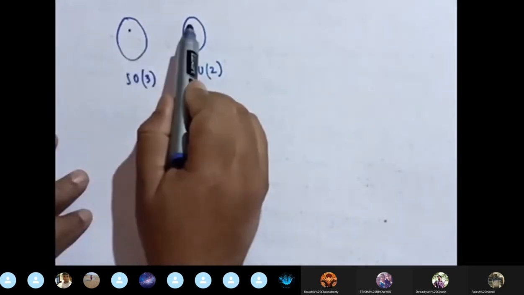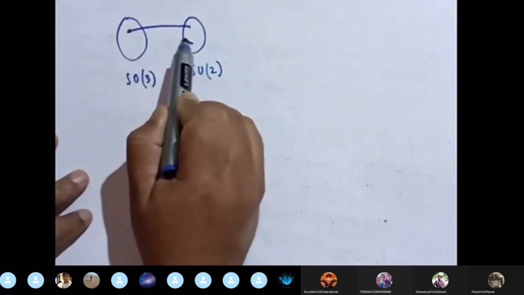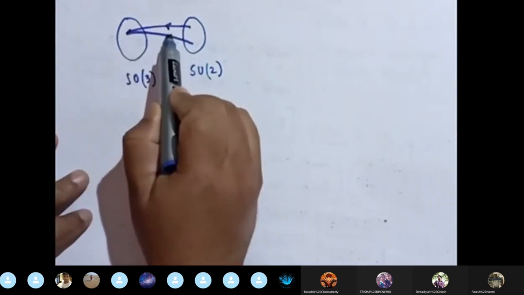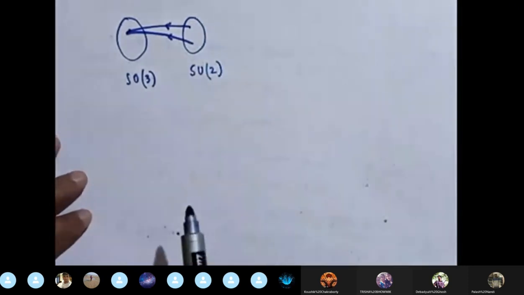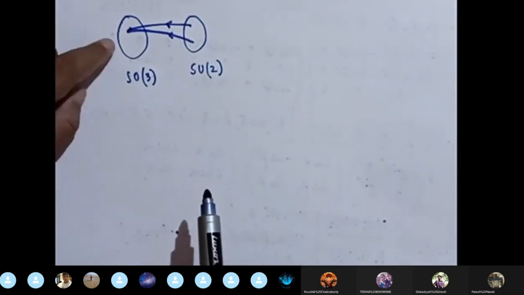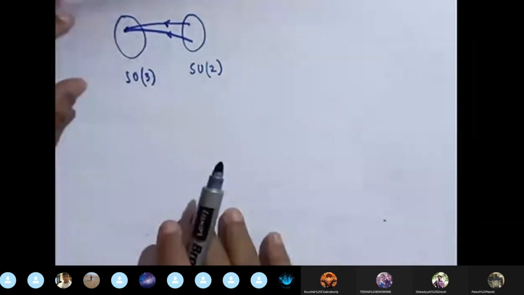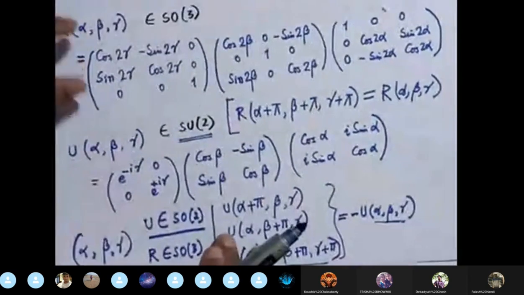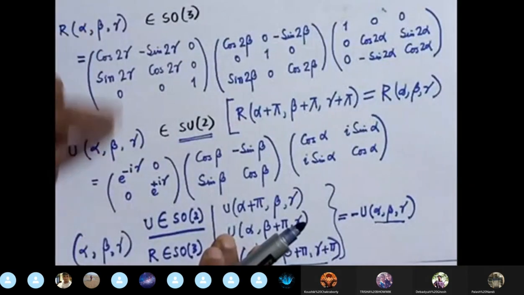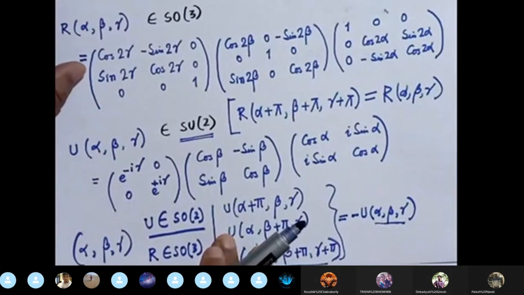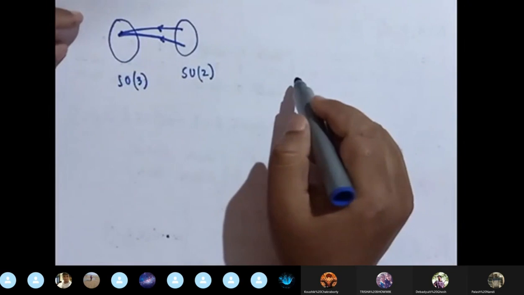So one element of SO3, that is R, two different elements of U whose parameter values are separated by pi are mapped to the same one element of SO3. So the mapping represented by these two sets of equations is not an isomorphism. It is a homomorphism in general, because it's not one to one. So it is often said like this.